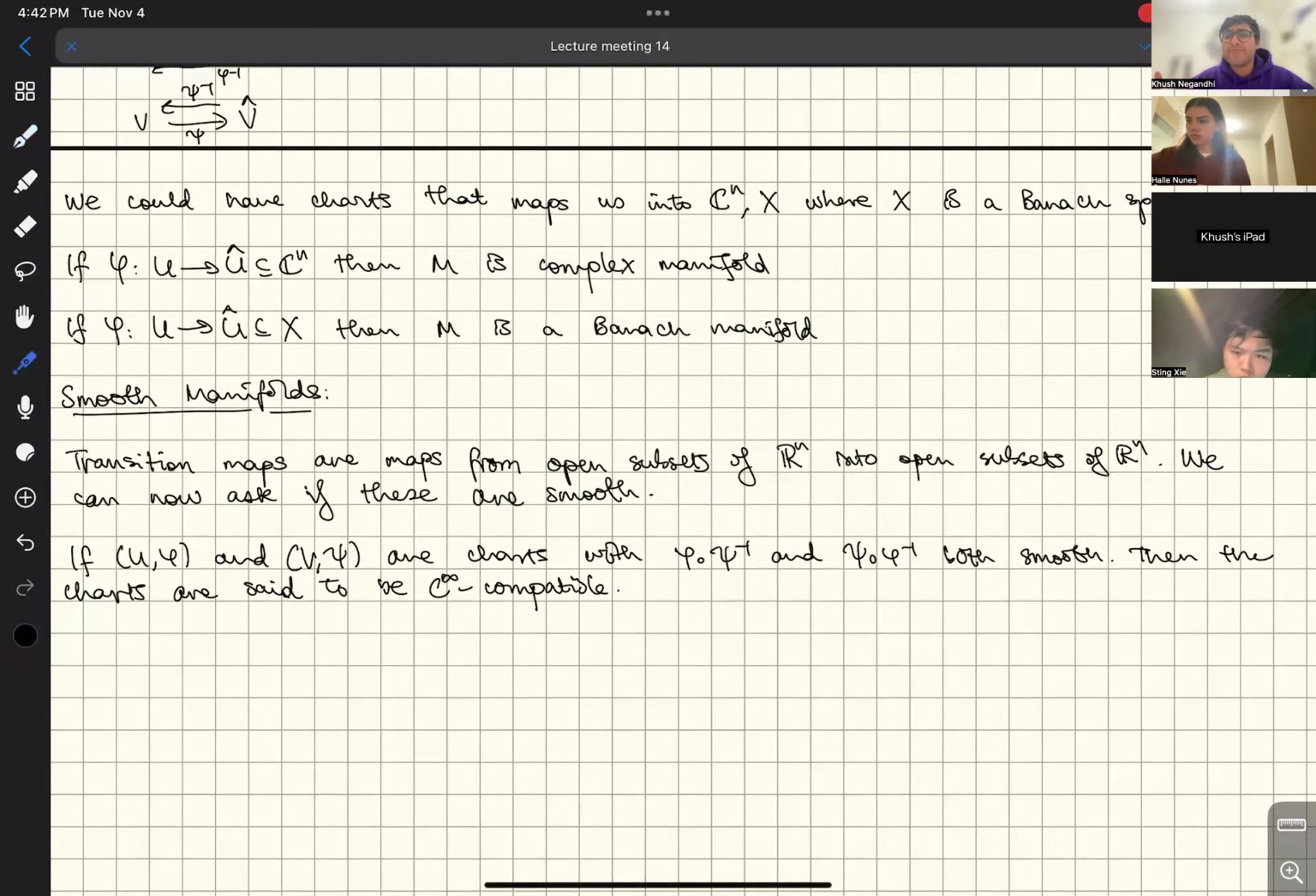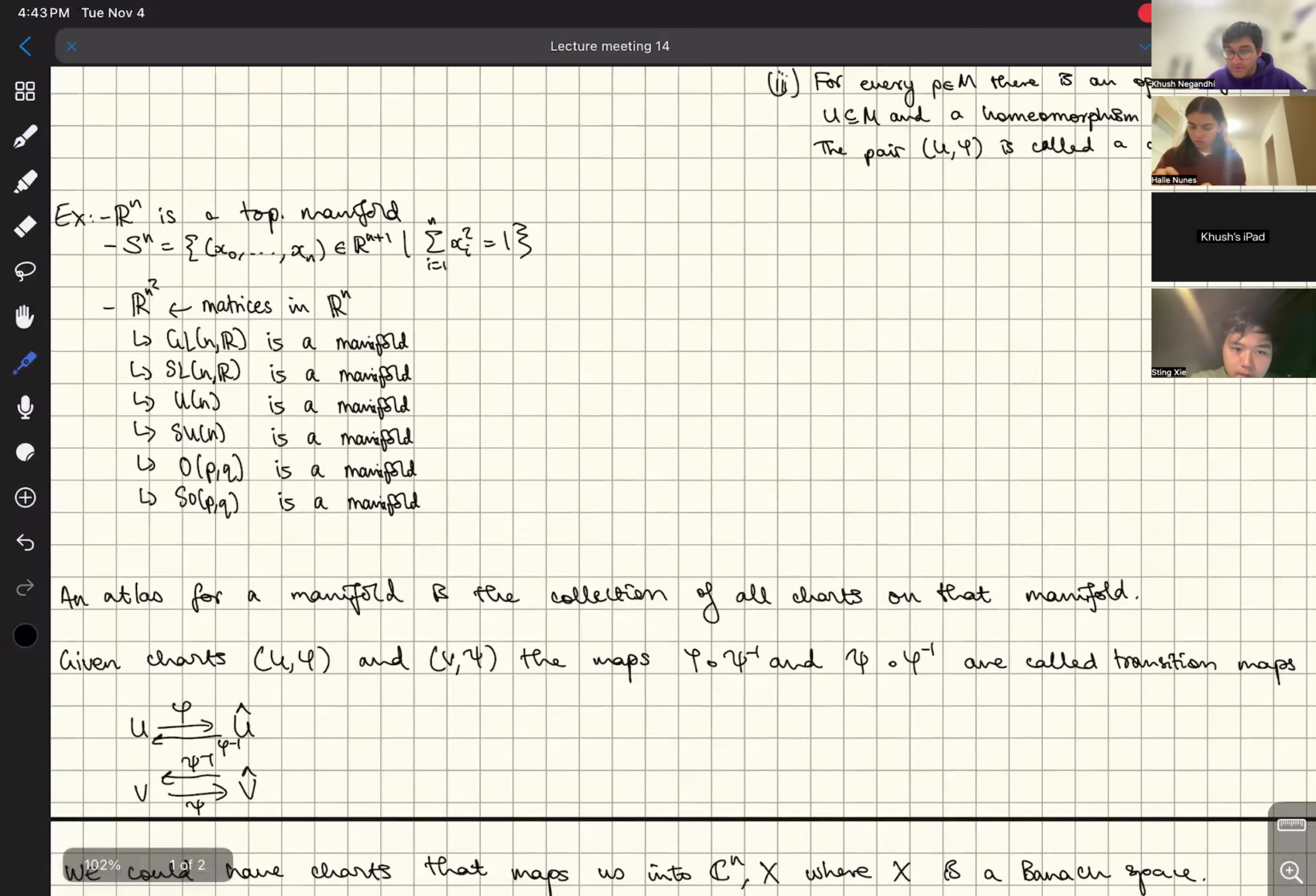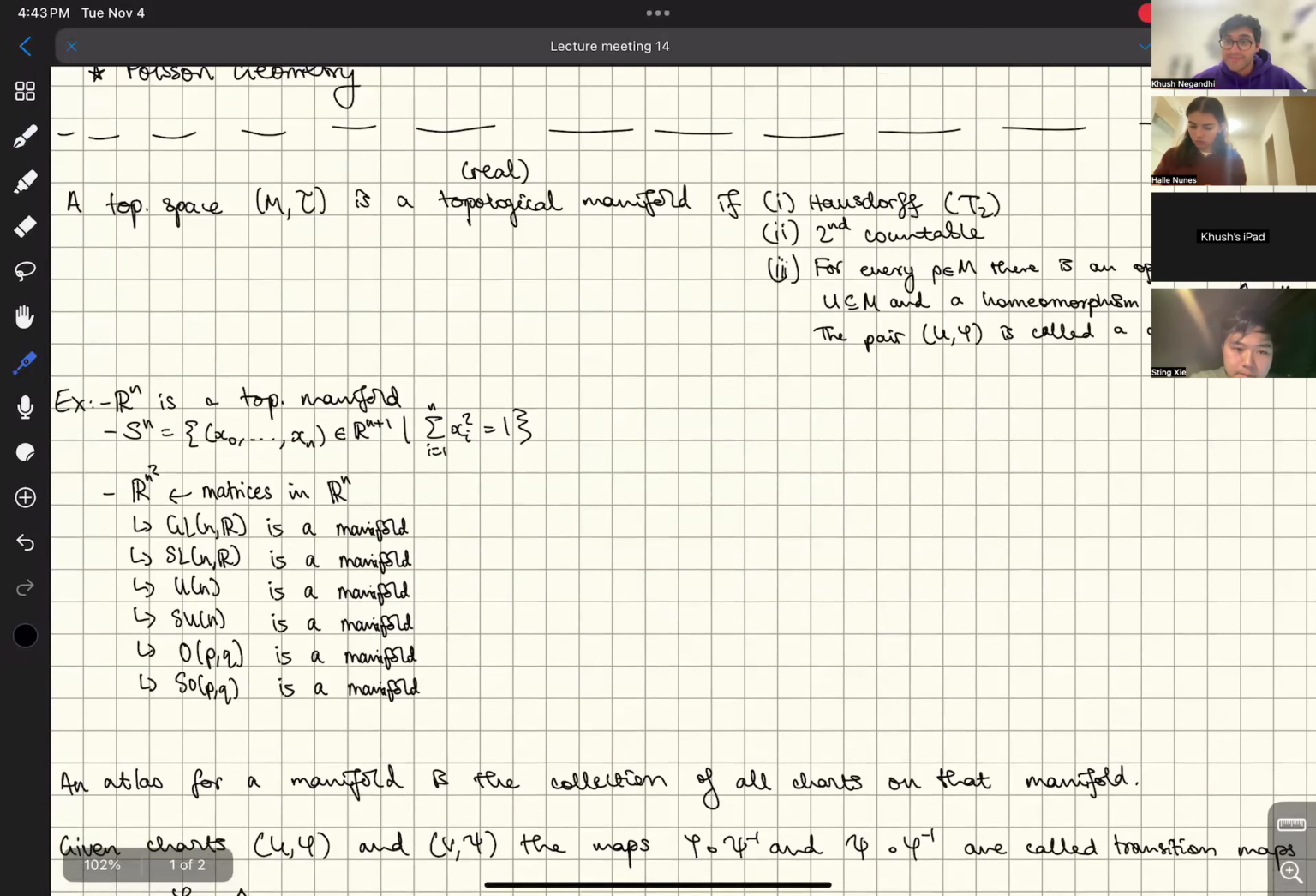Again, there's nothing special about smooth maps, right? We could have any collection of maps. For example, if you wanted analytic maps, you could impose that the charts are analytic. If you wanted the maps to be continuous, you could impose that the transition maps are continuous. In that case, all you would get is a topological manifold.